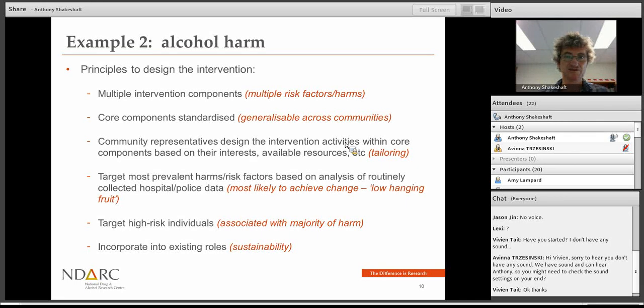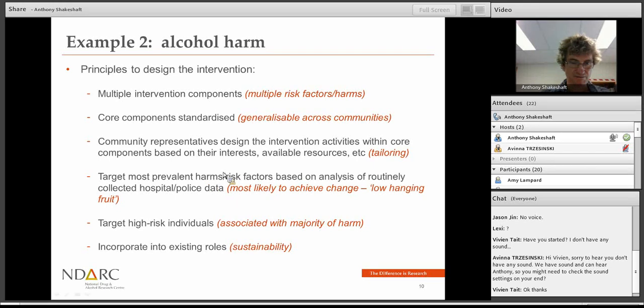So one was having multiple intervention components, so not just doing one thing. We've talked about this already, this is the idea of the core components standardised across the communities, even though the activities would be different. The communities needed to come up with what they were going to do and implement it in their own communities, trying to pick off the low-hanging fruit, so we did an analysis of data on alcohol harms for each community. So crimes amongst males, alcohol-related crimes amongst males in their 20s seem to be a problem, and on weekends. So that's the big problem. So you really want activities that are going to target those things.